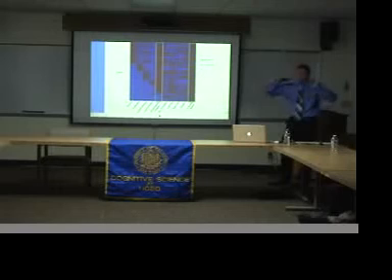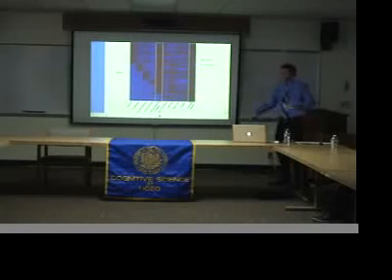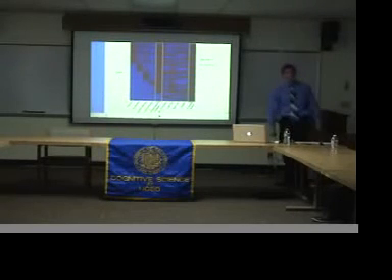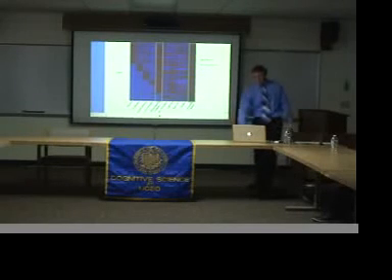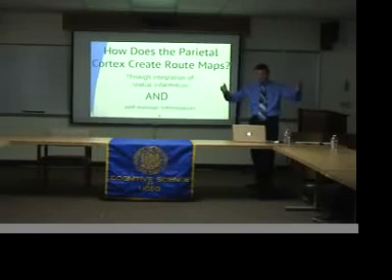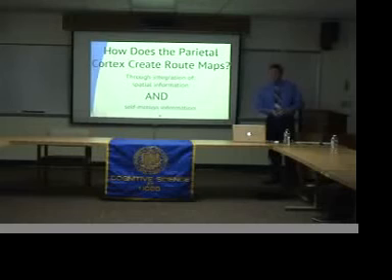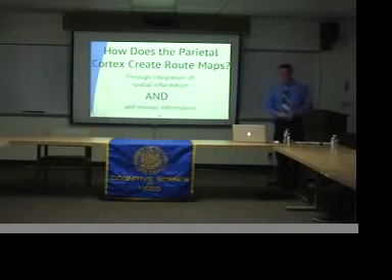Okay, so what this graph is telling us is that for a lot of the cells, both self-motion and spatial variables are important for the firing rates. That's statistically significant. So what does this mean for our initial question, which was how does the parietal cortex create route maps? That last graph was showing us that both the spatial information and the self-motion information were important for the firing rates of most cells.